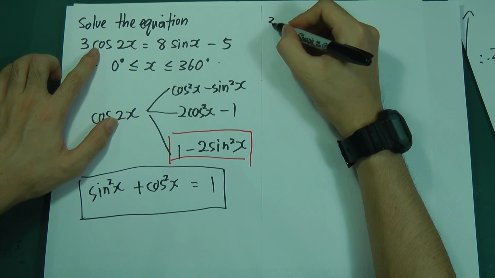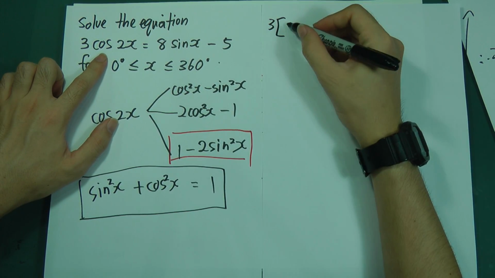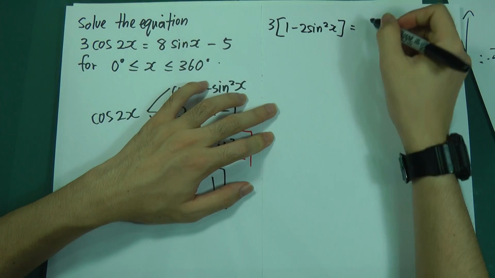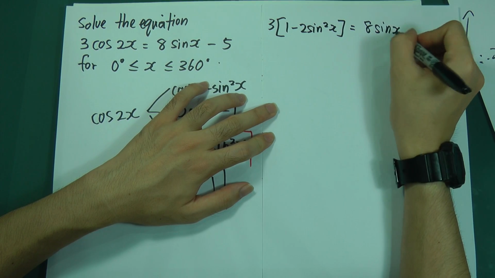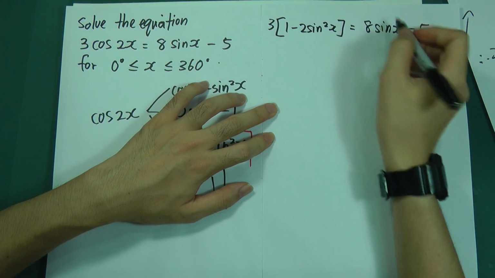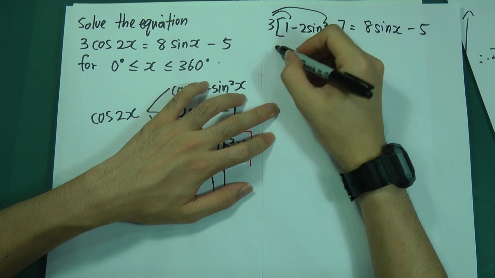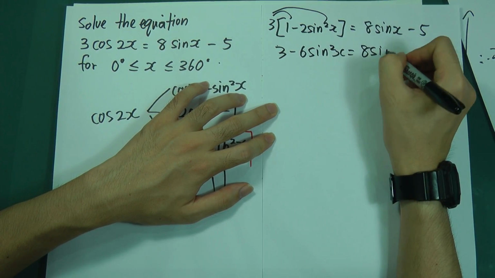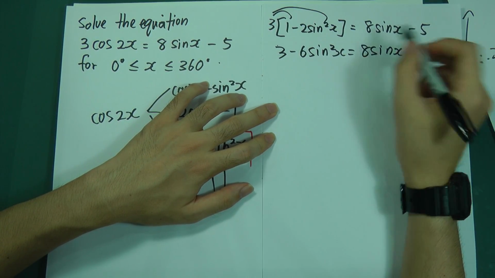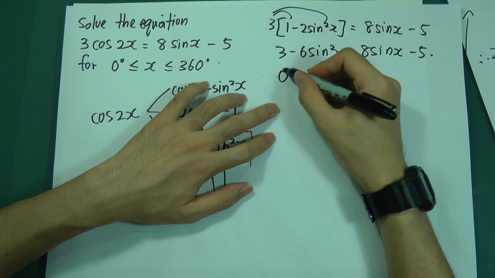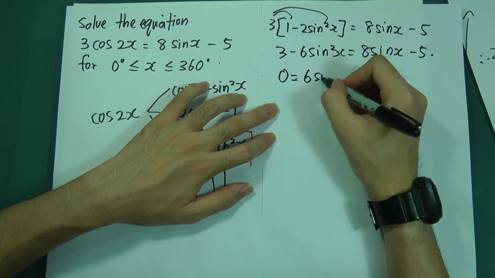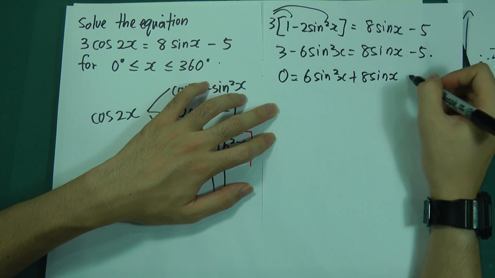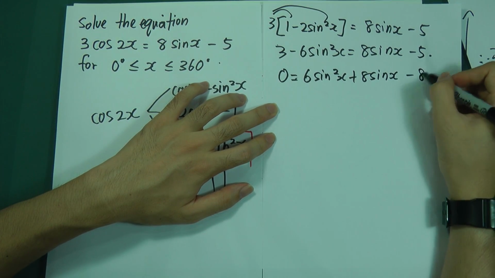So I will get 3 times cos 2x. What is cos 2x? Cos 2x is 1 minus 2 sine square x, which equals 8 sine x minus 5. Then I just multiply 3 into both. So I get 3 minus 6 sine square x equal to 8 sine x minus 5. Then I move everything to the other side, make it become 0, because I know I'm going to factorize it later. 6 sine square x plus 8 sine x minus 5 and minus 3 again is minus 8.